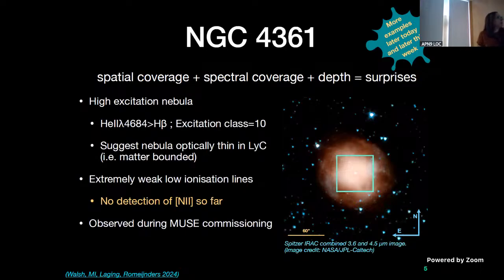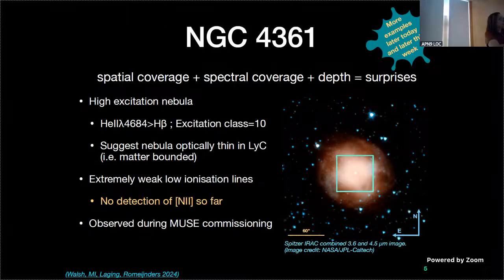This is the nebula that I am using to support this. This was observed during the commissioning of the instrument, and this is the area that was covered. This is a high excitation nebula that emits very weakly in low ionization lines, and so far there was no nitrogen detected in the nebula. And I put this sentence in orange, so you have a not subtle at all hint of what is the result that is coming.